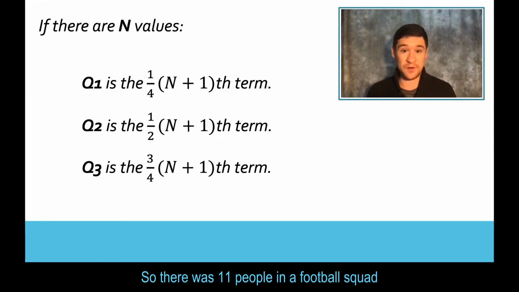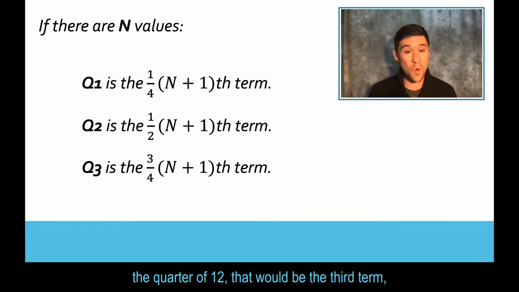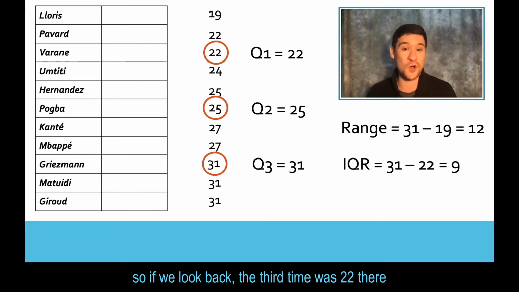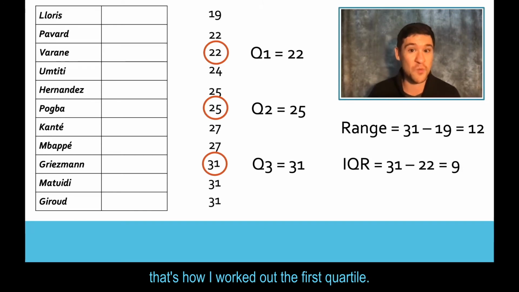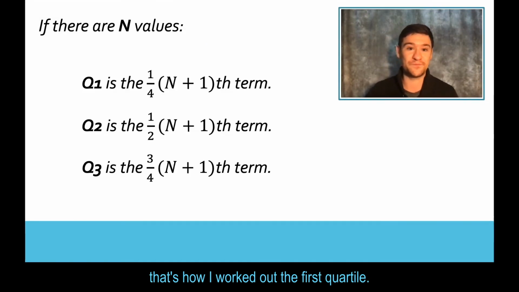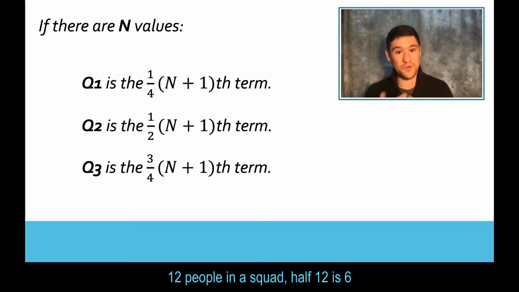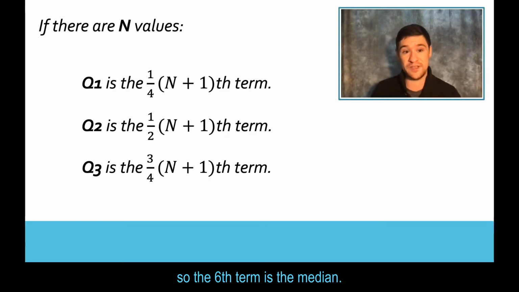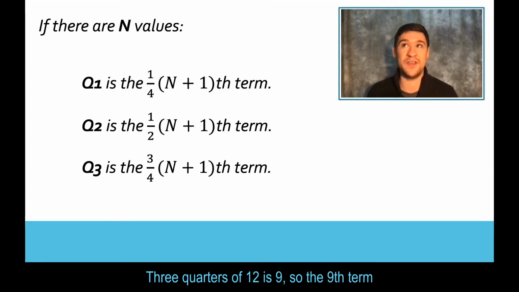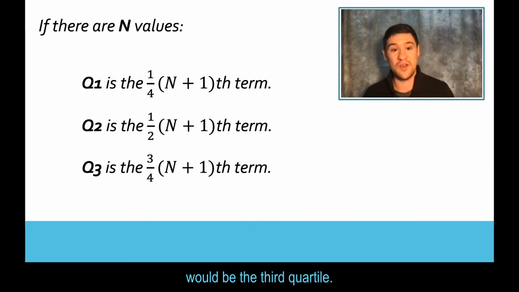So there were 11 people in a football squad, a quarter of 12, that would be the third term. So if we look back, the third term was 22 there. That's how I worked out the first quartile. With 12 people in the squad, half of 12 is 6, so the 6th term is the median. 3/4 of 12 is 9, so the 9th term would be the third quartile.